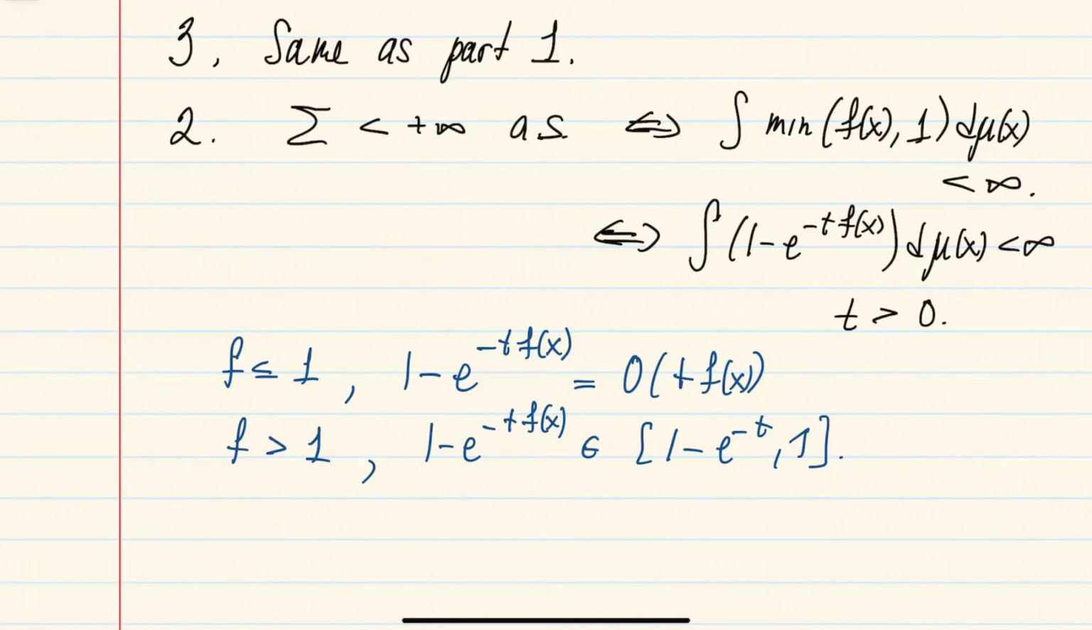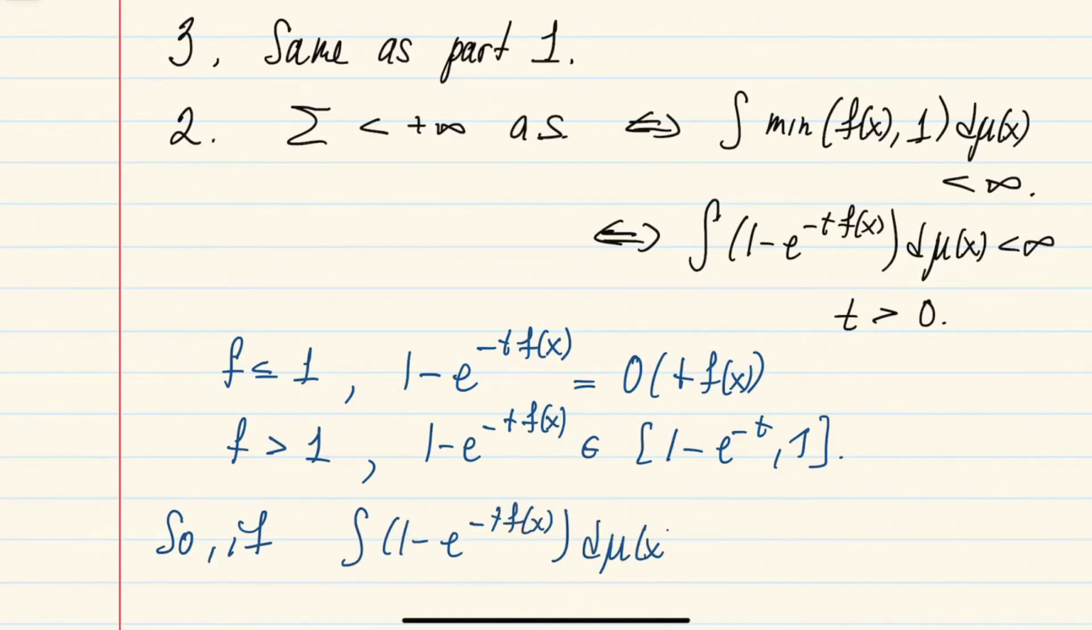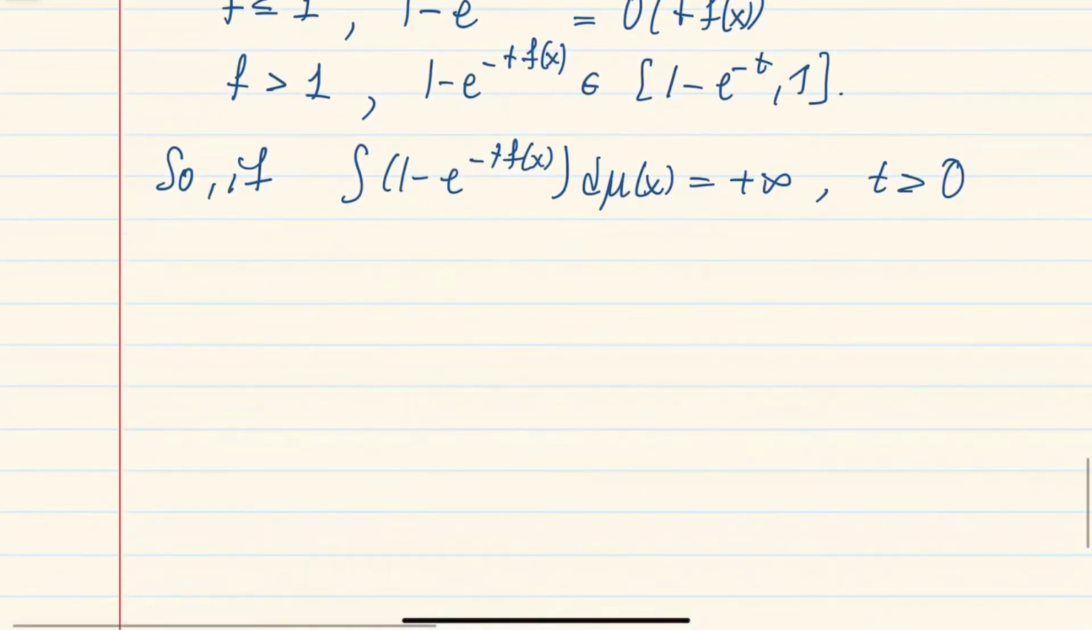And so now we can just consider two possibilities here. The first possibility is when this integral is actually infinite. So if the integral is equal to plus infinity for some positive t, at the same time it means for all positive t. By part 1, that means that the Laplace transform is equal to e to the minus this integral, so actually it's equal to 0.